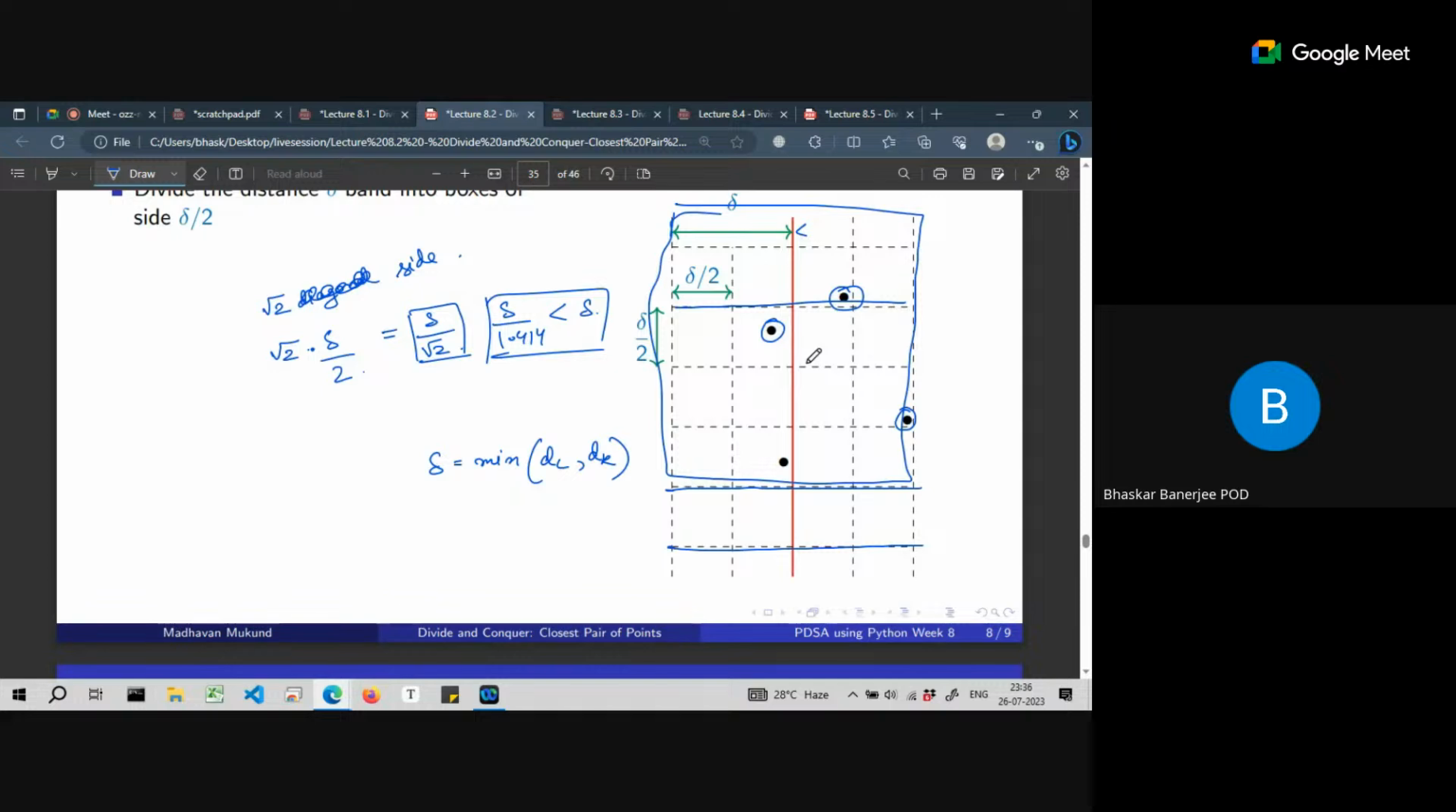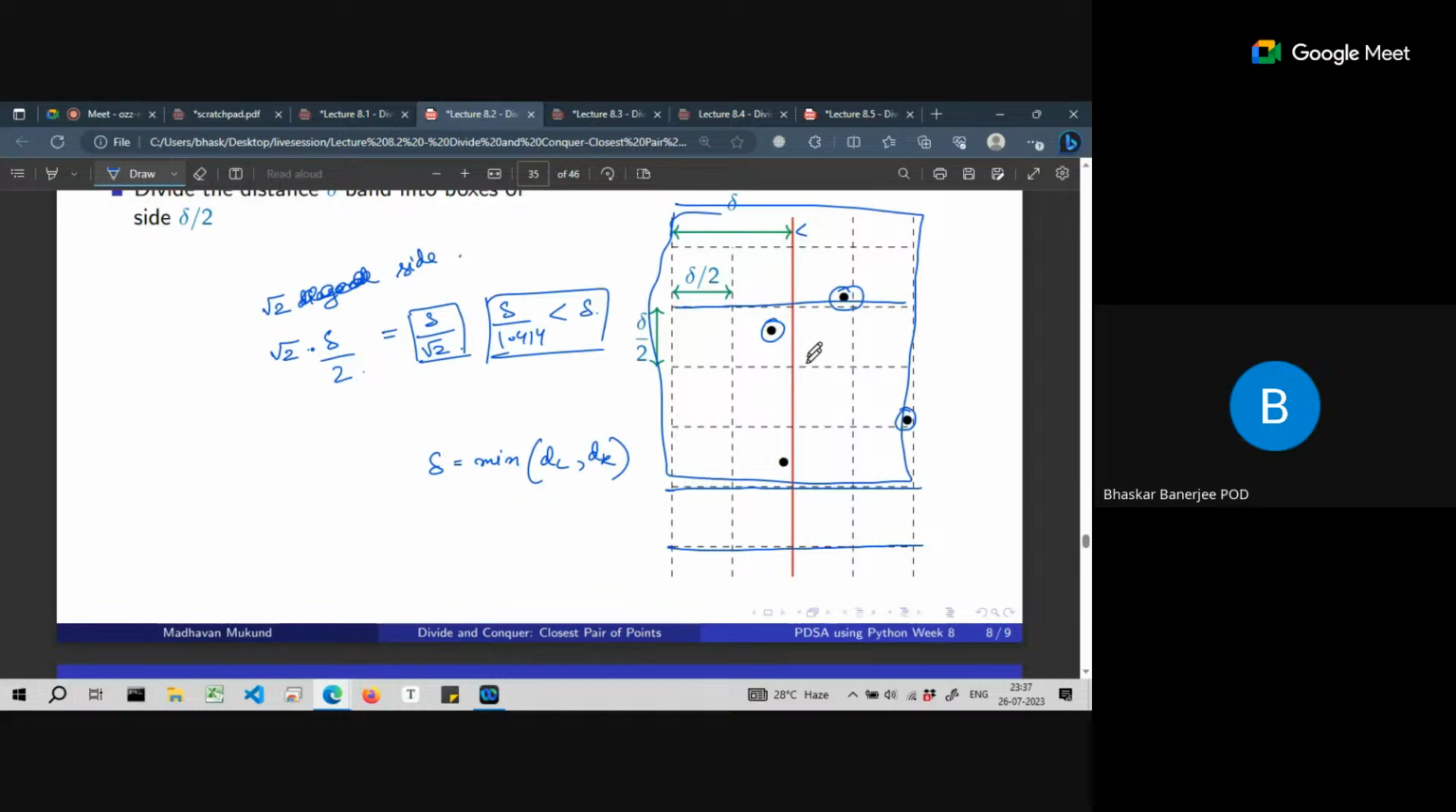So once you get either DL or DR, whichever is the minimum, set a region of delta and check all the pairwise distances between the points inside the delta region. That would take constant time. For each point it still takes constant time, because I'm only checking some specific part of the region, only 16 cells. If I had gone for the whole region, then it would take n time.